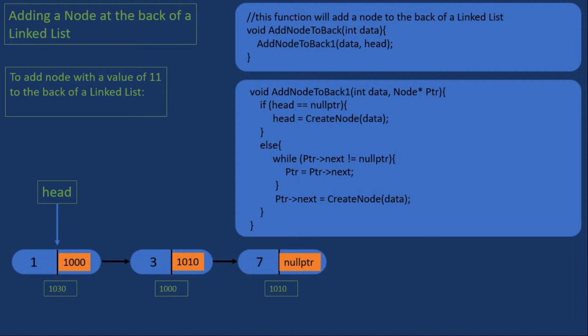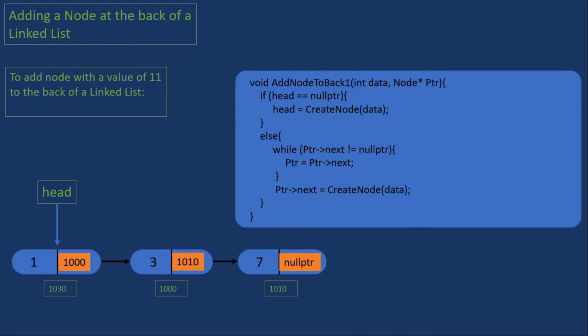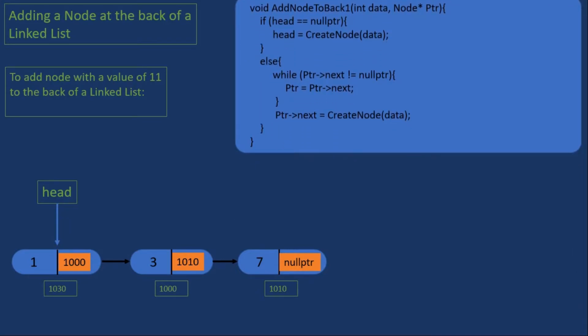Firstly, we check if the linked list is empty, if the head pointer is pointing to null or nothing. If it is empty, set the head node pointer to the newly created node. If we have nodes in our linked list, like we do in this example, we will create a while loop that will check if the current node's next pointer is pointing to null, because the node whose next pointer is pointing to null is the last node.